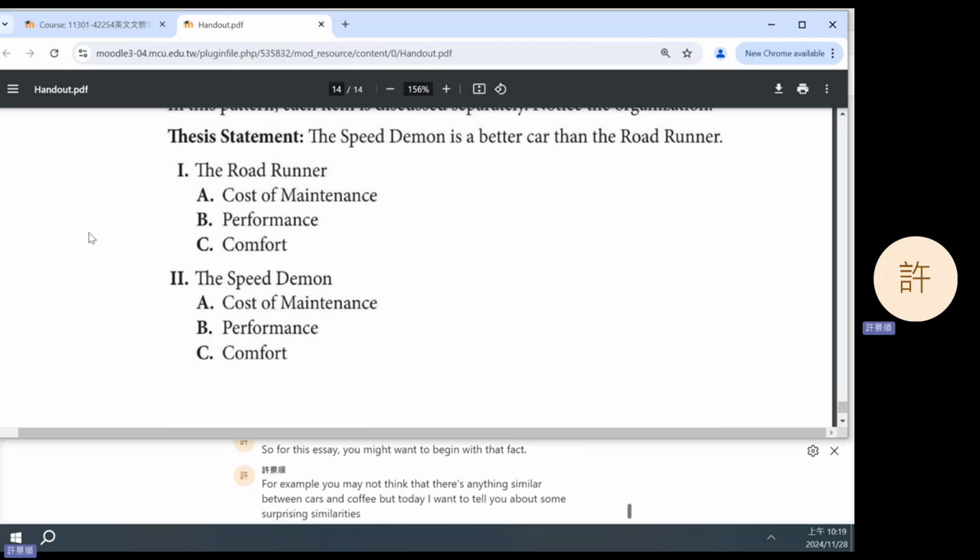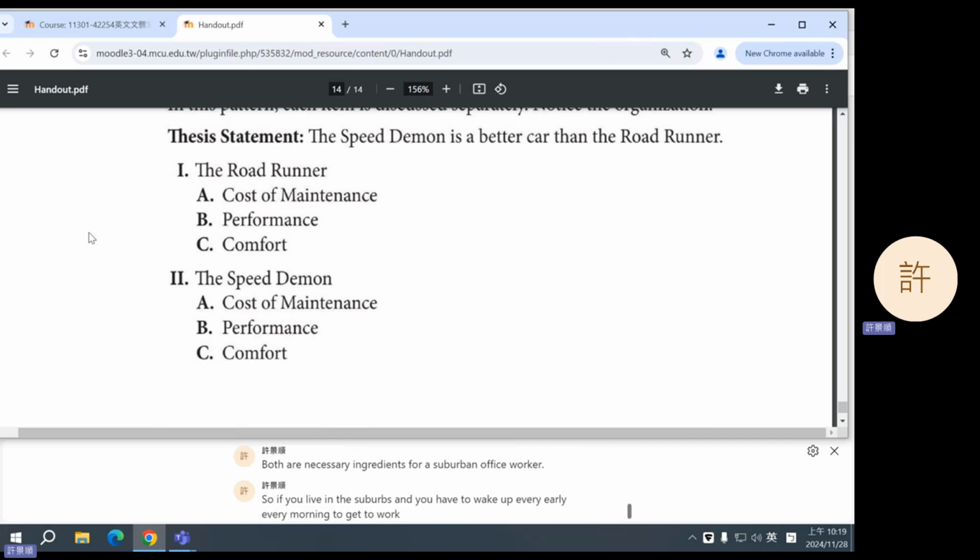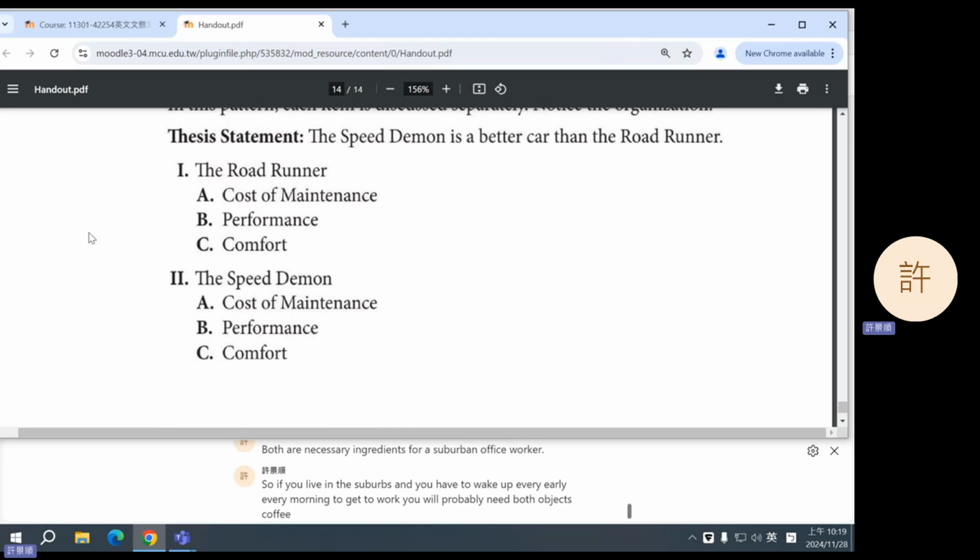First of all, both are necessary ingredients for a suburban office worker. So if you live in the suburbs and you have to wake up early every morning to get to work, you will probably need both objects. Coffee to get you up in the morning and the car to get you to the office.